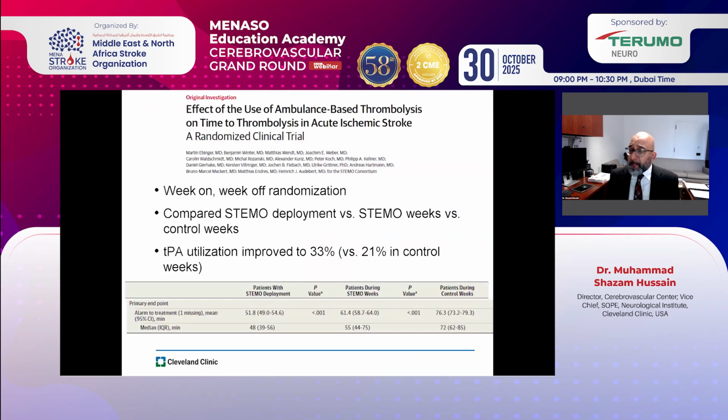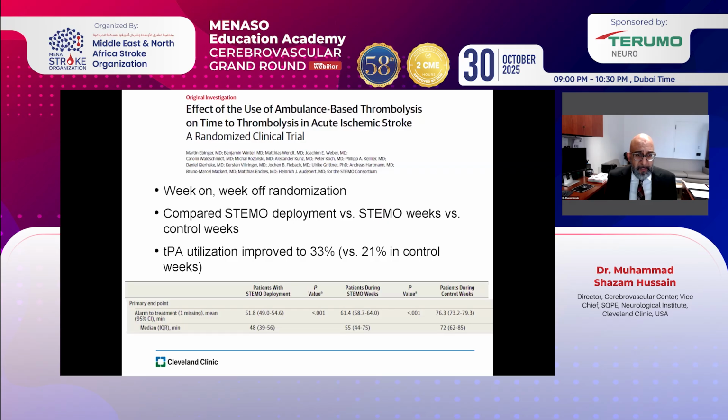Similarly, when we look at the Berlin experience, the STIMO project, they were able to, again, take a week on, week off randomization. This is Dr. Ebinger and his colleagues, and compare that STIMO deployment versus STIMO weeks versus control weeks. Now, first off, I think it's very, very important to recognize that Germany is a very, very well-organized system, and they have some of the highest TPA utilization rates in the world. You can see here that we're at 21% in the control rate. So already their system is at a baseline very, very strong.